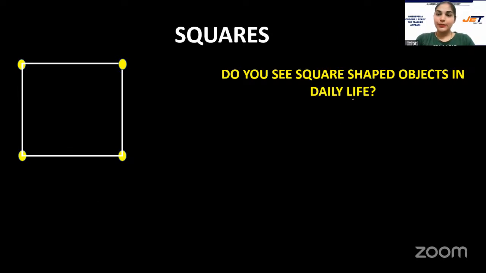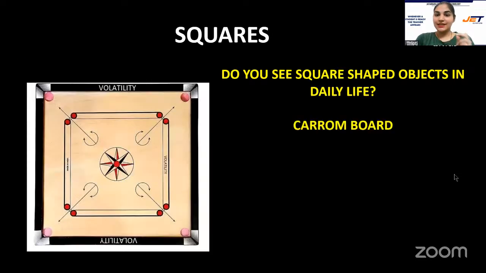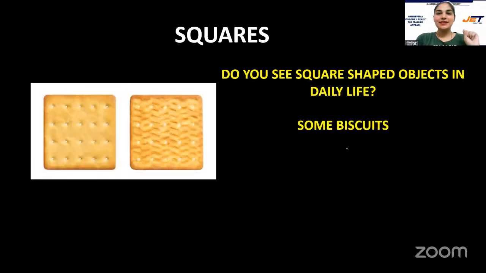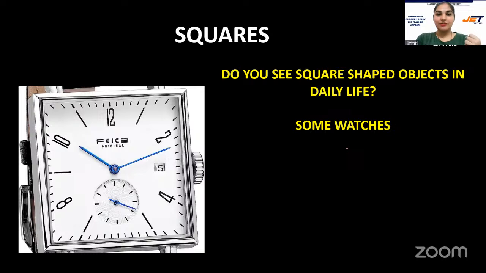Do you see square shaped objects in daily life? So here, yes, we do. A carrom board is square in shape. How many of you know how to play carrom board? I know. It's an amazing game. So next is the square biscuits that we eat, the Crack Jack one, 50/50, some other biscuits, and then watches. We do wear watches that have a square dial.